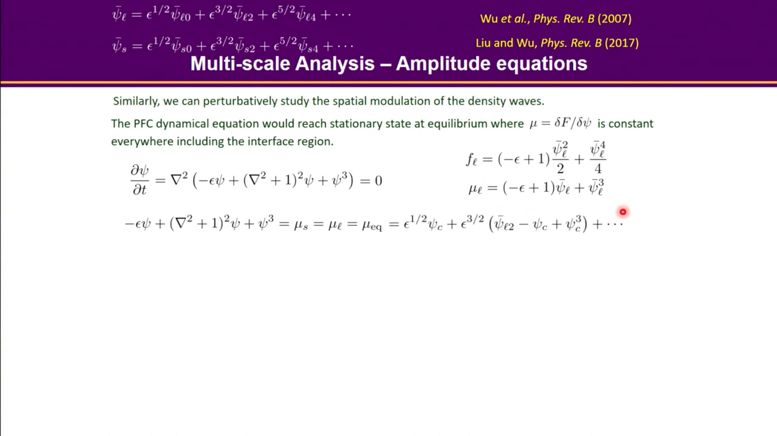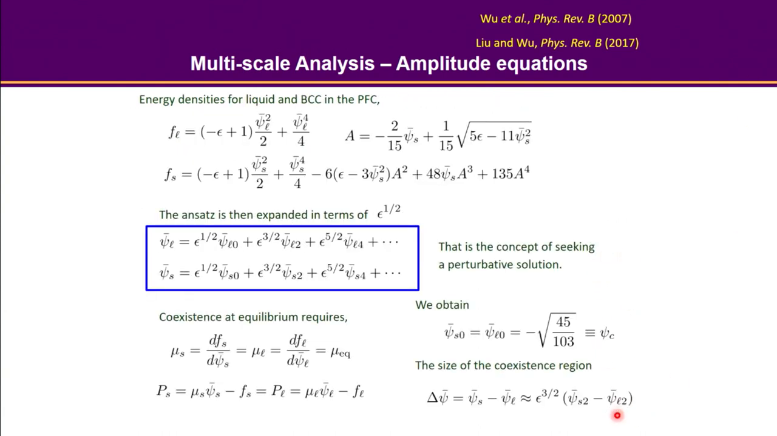Then just plugging in what it is, this Psi liquid, we know the first order here is the square root of epsilon, but this is Psi C. Sorry, I don't know whether I introduced that properly. Psi C, right. Just to remind you, I don't want to write so many subscripts, so the mean coexisting density, I just call that Psi C, all right?